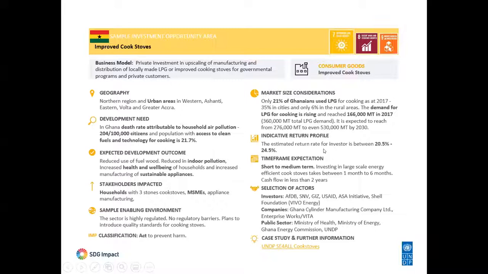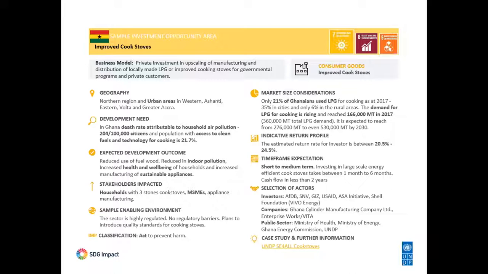But also in terms of the data or the development need, only about 21% of Ghanaians have access to clean fuels and technologies for cooking. And there's a huge death rate attributable to household air pollution. If you take each 100,000, you have about 204 people dying from household air pollution. So if we want to bring a solution to this, and you know, this actually affects the SDG indicators.